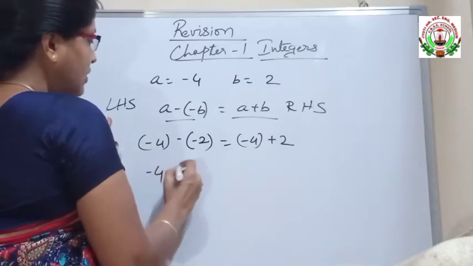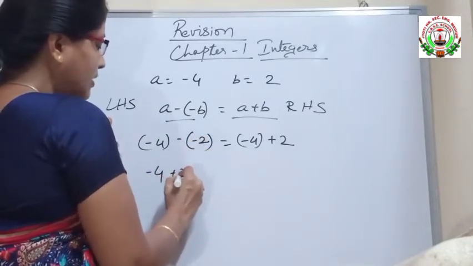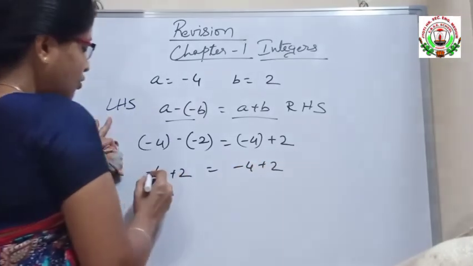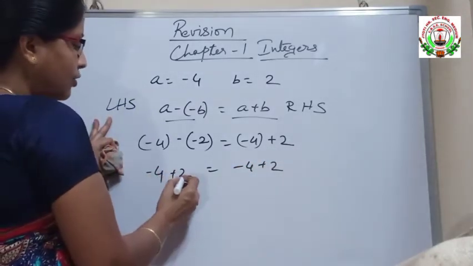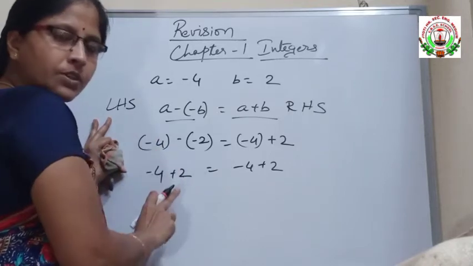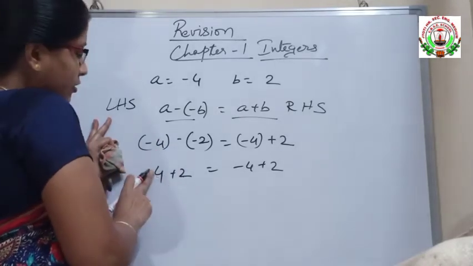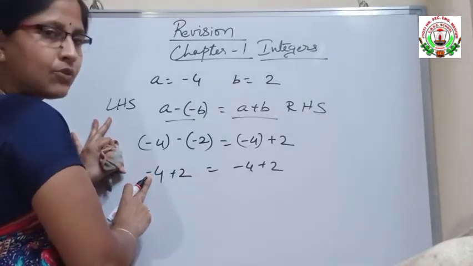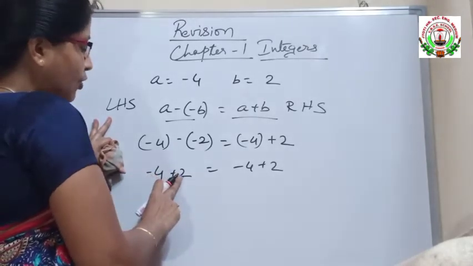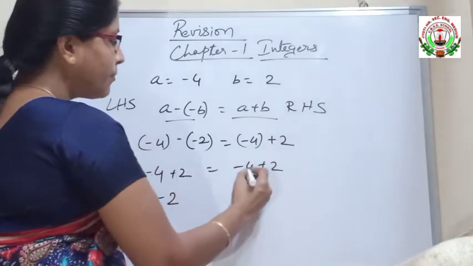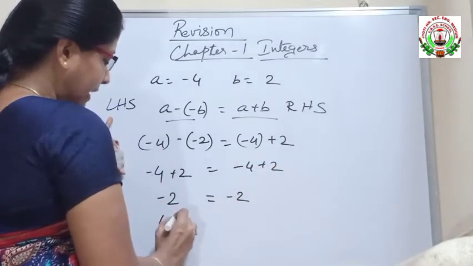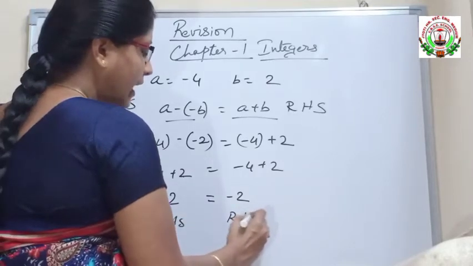So here -4 minus and minus, plus 2. So here again -4 plus 2. -4 is bigger than 2, your positive integer is smaller. Seeing the numbers, -4 is greater, so we have to subtract. So -4 plus 2 is -2, and here -4 plus 2 again -2. So your LHS is equal to RHS.